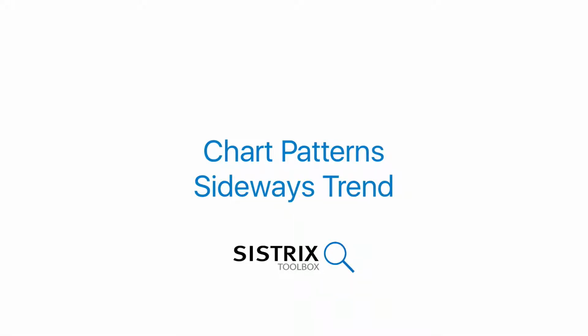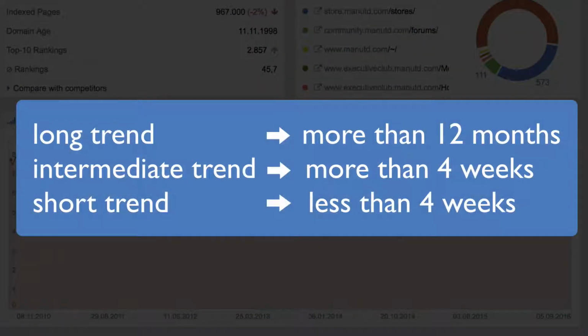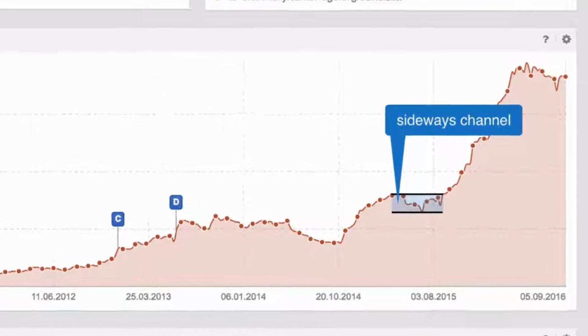Chart patterns. Sideways trend. Whenever there is a longer period of time in which the peaks and valleys run horizontally, we speak of a sideways trend. We can differentiate between short, intermediate and long trends. After 4 weeks, a short trend turns into an intermediate trend, which itself turns into a long trend after 12 months.